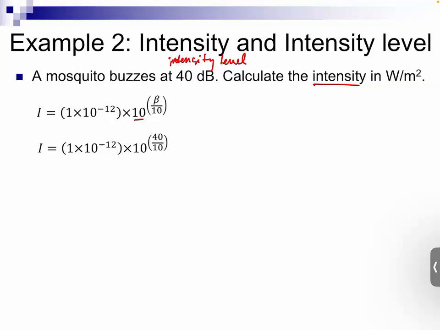Beta, the intensity level, is given. That's 40 divided by 10, which is 4. Use that as the exponent of base 10. Then multiply that with 1 times 10 to the minus 12. You should get 1 times 10 to the minus 8 watts per meter squared as the intensity.